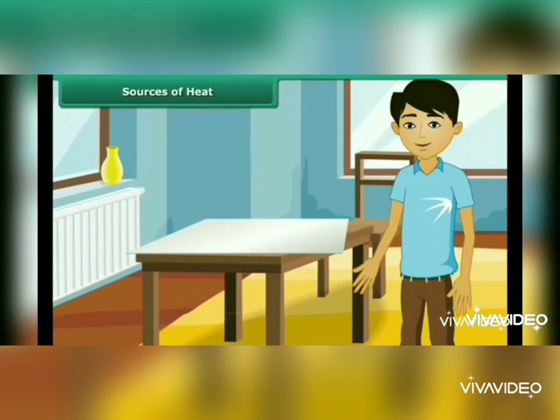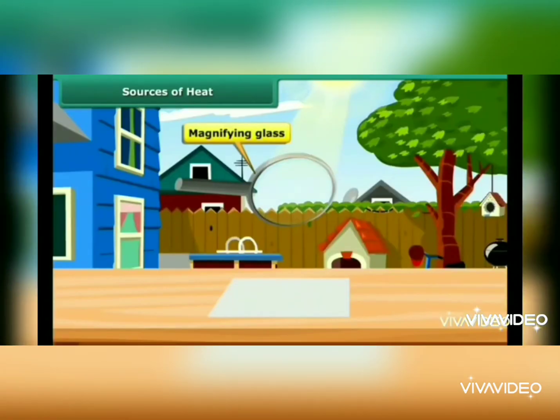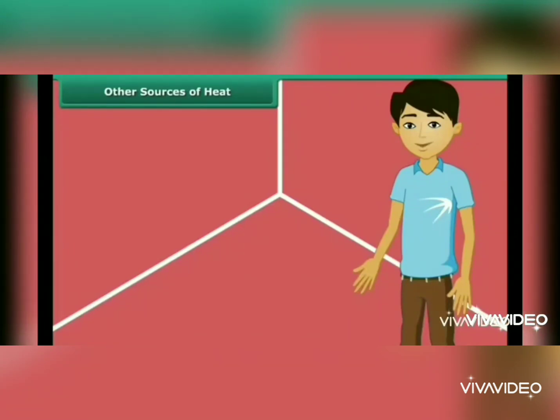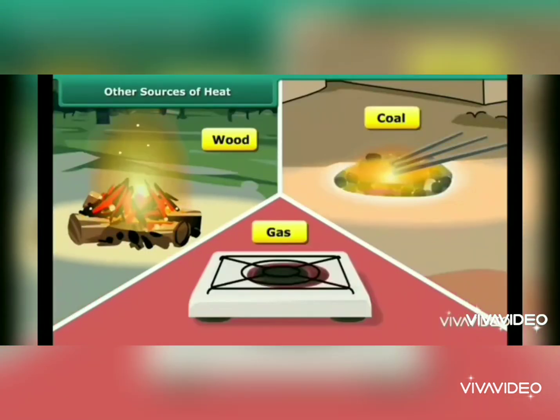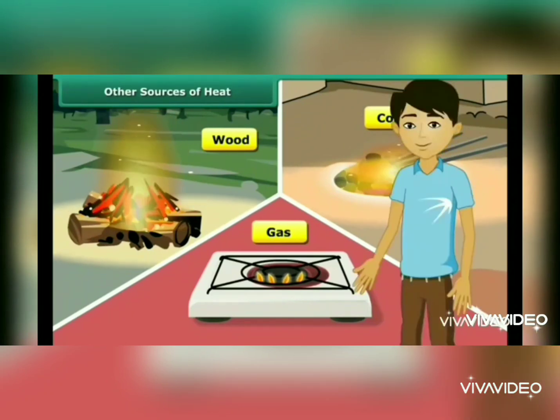This tells us that the sun is a source of heat energy. Now let us understand another experiment. For example, if you place a magnifying glass over a thin sheet of paper, the sun rays coming through the magnifying glass first turn the paper hot, and then start slowly burning it. Other sources of heat are wood, coal, gas, etc.